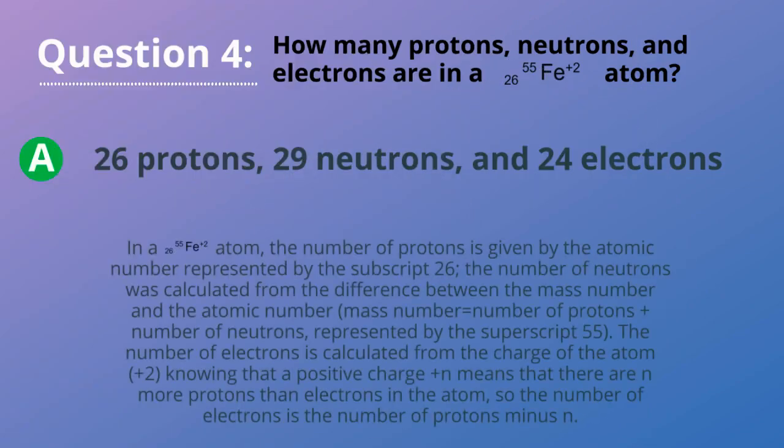In this iron atom, the number of protons is given by the atomic number represented by the subscript 26. The number of neutrons was calculated from the difference between the mass number and the atomic number. Mass number equals number of protons plus number of neutrons, represented by the superscript 55. The number of electrons is calculated from the charge of the atom, plus 2, knowing that a positive charge plus n means that there are n more protons than electrons in the atom, so the number of electrons is the number of protons minus n.